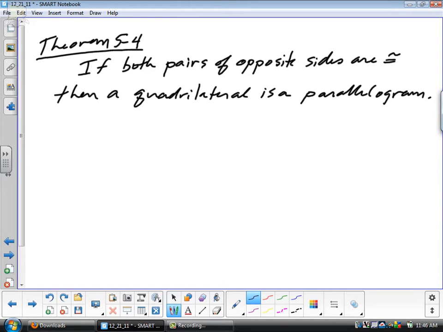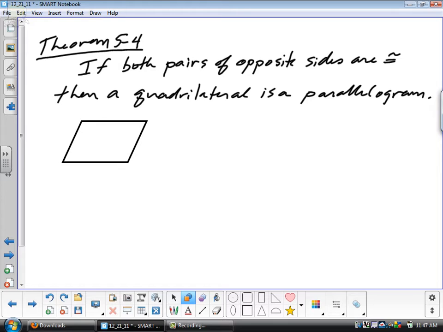The only way we have right now to show that a quadrilateral is a parallelogram is to show that both pairs of opposite sides are parallel, because that's the definition of parallelogram. So when we draw a parallelogram up here, what we know about this is that both pairs of opposite sides are congruent. What we are going to need to show to prove that it is a parallelogram is that both pairs of opposite sides must be parallel.